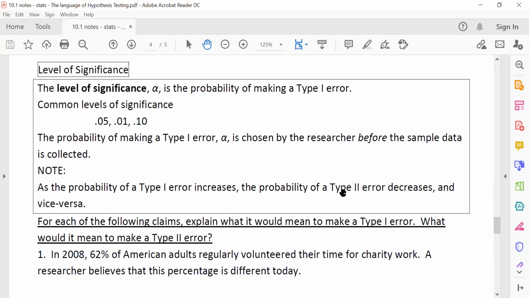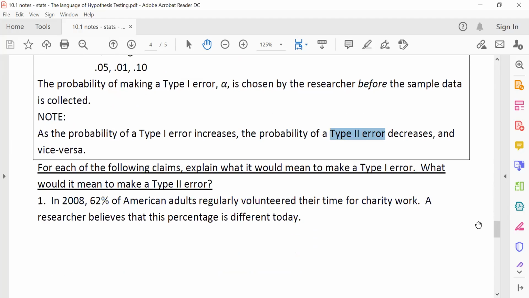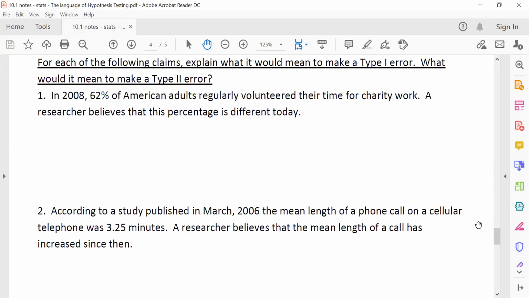To be honest, we're not going to explore a type 2 error all that much in this course. We define it, and then we can talk about what the wording would be. So let's look at these. For each of the following claims, explain what it would mean to make a type 1 error. What would it mean to make a type 2 error? Well, we should actually then write out what the null and alternative hypotheses would be.